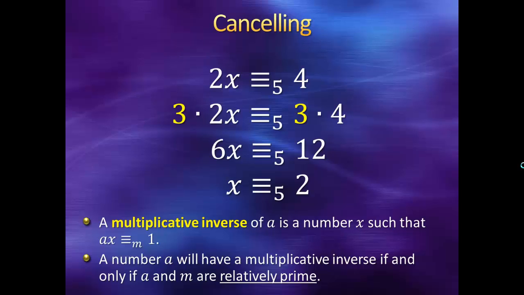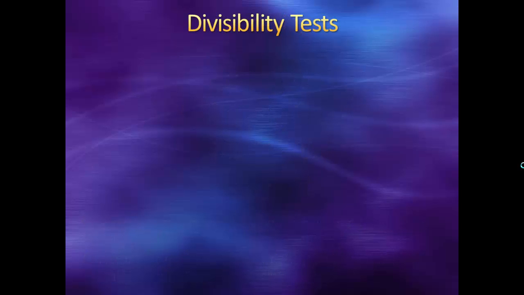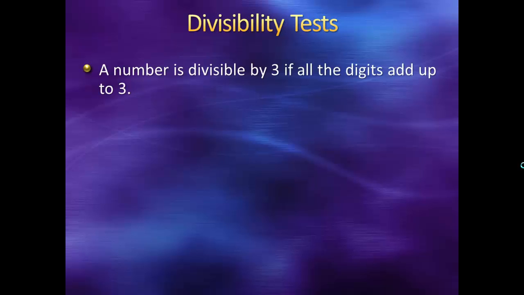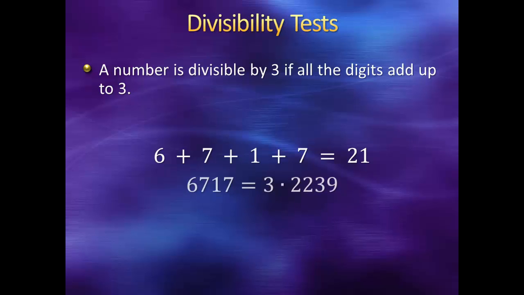An interesting application of modular arithmetic is we can use it to find easy divisibility tests for all sorts of numbers. You may remember that an integer is divisible by 3 if all the digits add up to a multiple of 3. For instance, consider the number 6,717. 6 plus 7 plus 1 plus 7 is 21, and 21 is a multiple of 3. So we should expect 6,717 to be a multiple of 3 as well. Sure enough, 6,717 equals 3 times 2,239.